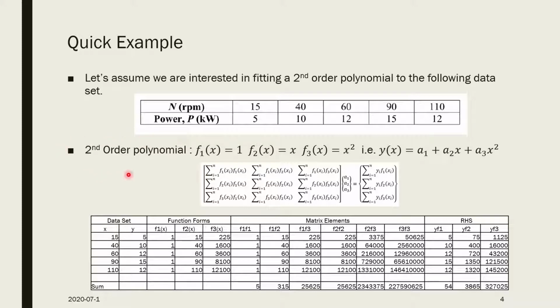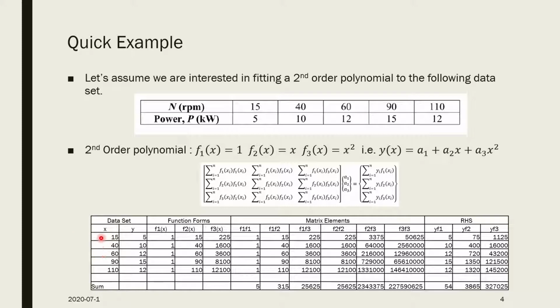So a second order polynomial would need three generic functions. So the first one would be equal to 1, the second function f2 would be equal to x, and f3 would be equal to x squared. And so my mathematical model would have this form. In order to solve for a1, a2, and a3, I need to set up my system of linear equations like this. And this can be easily done on Excel.